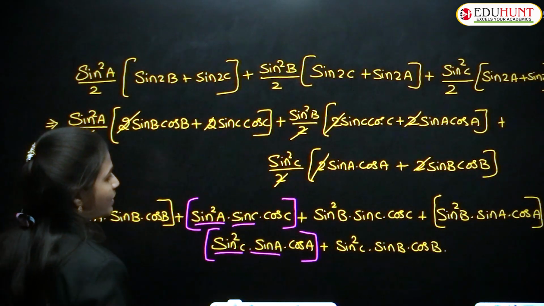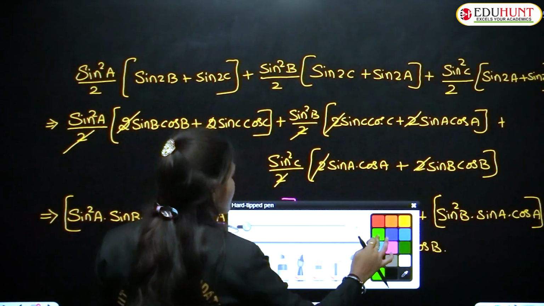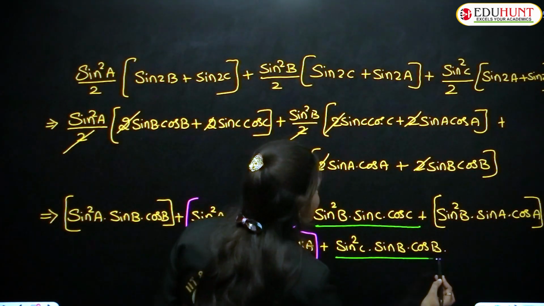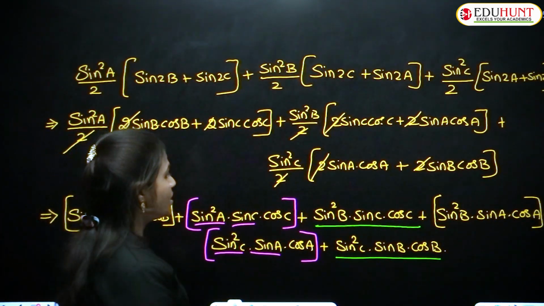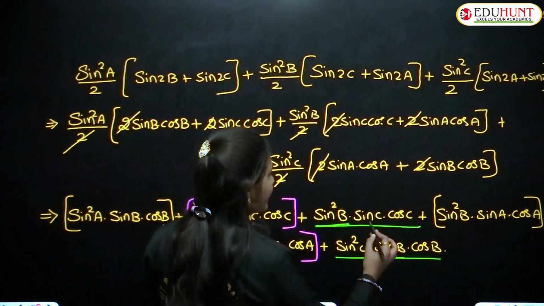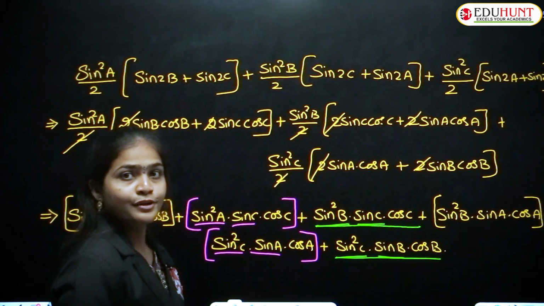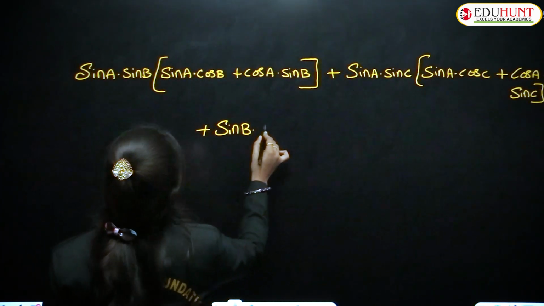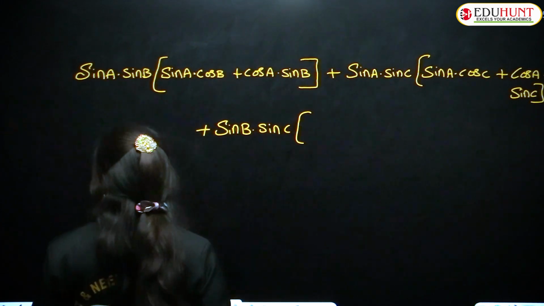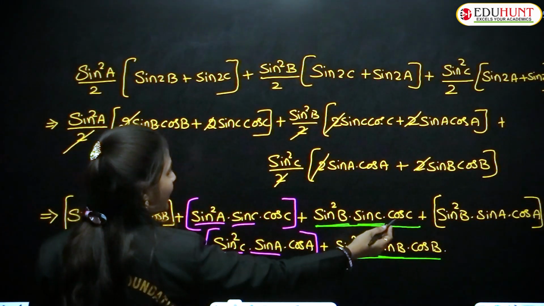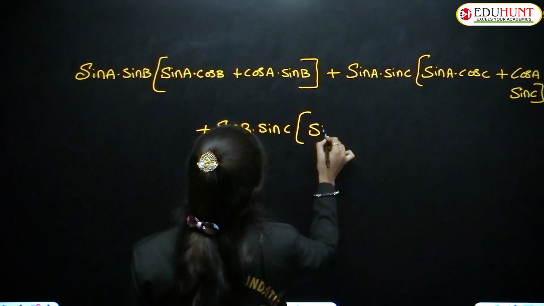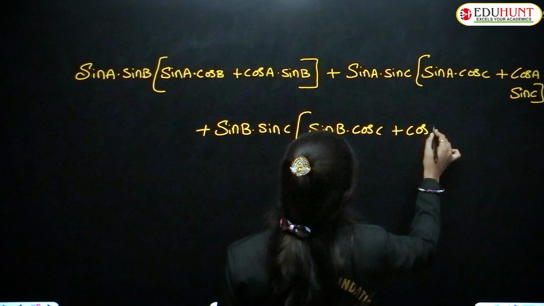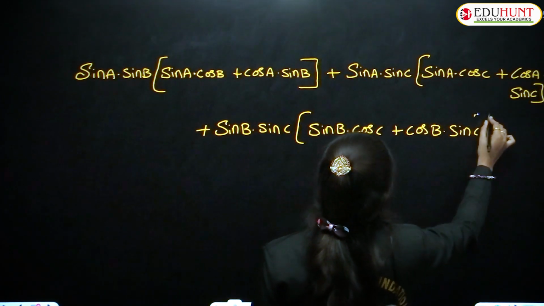And still we are having the last term. So what is that last term here? Sin square B. So the last term is sin square B sin C cos C, sin square C sin B cos B. From these two terms, here sin B, here sin B is there. Sin C, here also sin C is there. So sin B sin C, take it as common, plus sin B sin C, take this one as common. So the leftover ones here, sin B cos C plus cos B sin C. Similarly, the leftover terms.